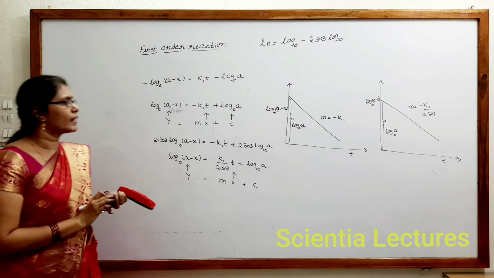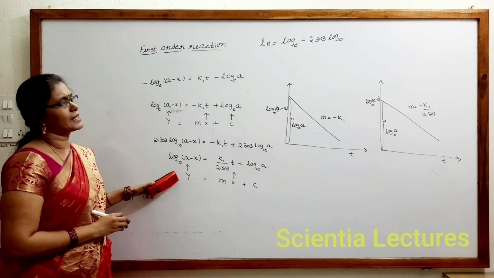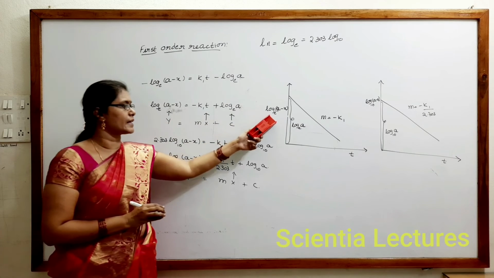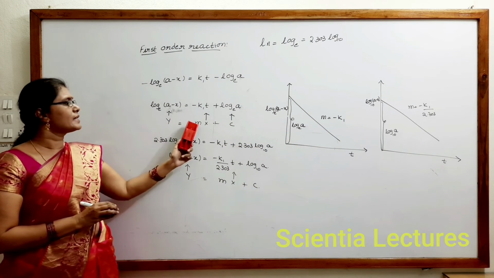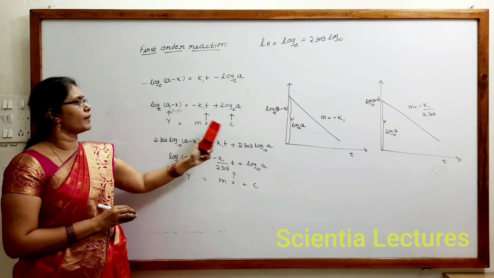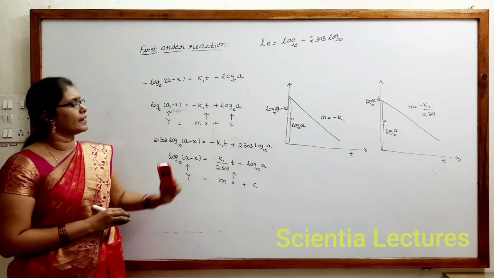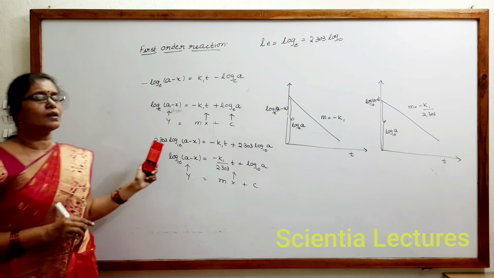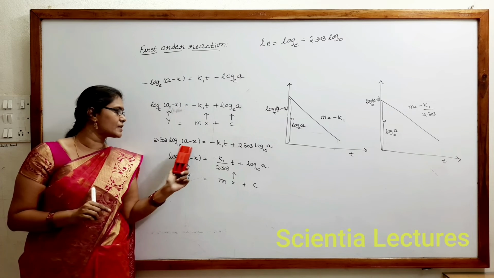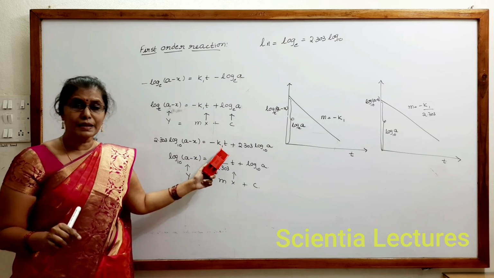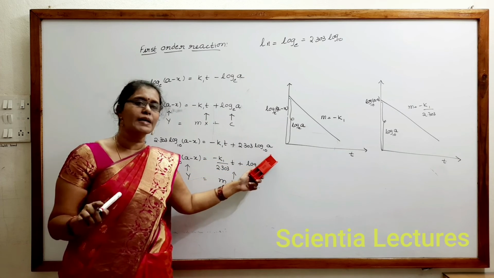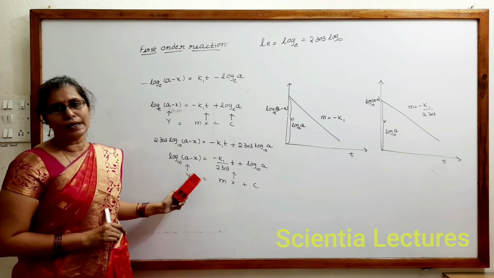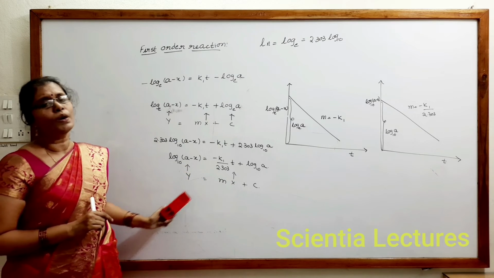Now listen carefully. Based on what is taken in the y-axis and x-axis, your slope changes. Here, in the y-axis is log base e (a minus x), and in the x-axis is t. The slope in that case is only minus k1, and the y-intercept is log base e a. Log base e is nothing but 2.303 log base 10. So 2.303 log base 10 (a minus x) equals minus k1t plus 2.303 log base 10 a. If you divide the total equation by 2.303, you will get this. Now it is in the form of y equal to mx plus c.